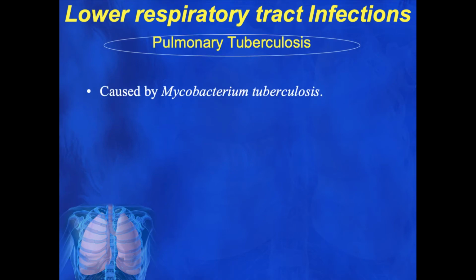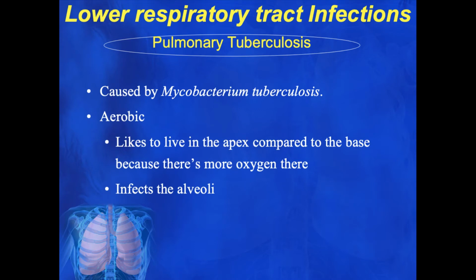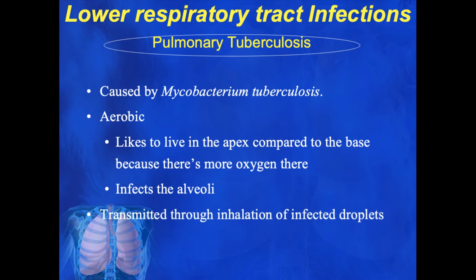This is caused by Mycobacterium tuberculosis, this bacteria, and it's aerobic. So it likes to live in the apex of the lungs compared to the base of the lungs because there's more oxygen there. And this bacteria infects the alveoli. And so it is very easy to transmit tuberculosis through inhalation of infected droplets.